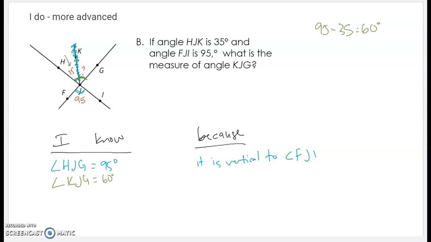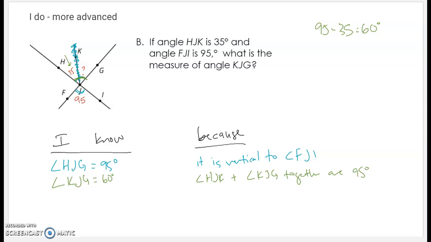I know that because, I don't know how to word this right, angle HJK and angle KJG together are 95 degrees. And so that 35 came out of there. So it's all kind of like a puzzle.